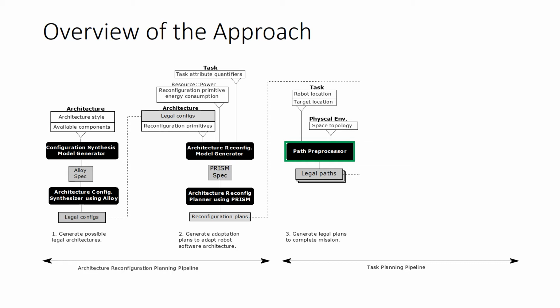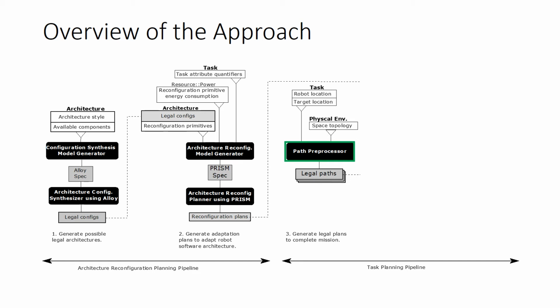For the task planning pipeline, the first step is generating a set of candidate legal plans to complete the mission. In our scenario, these plans are sequences of legal actions to move between two arbitrary locations in the map. We will informally refer to these as paths. The path preprocessor component receives the current robot location and the intended target location from the task model, as well as information about the physical space topology from the environment model. The component then employs Dijkstra's algorithm to generate all legal paths between the robot's current and target locations.